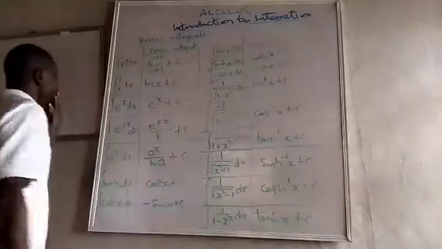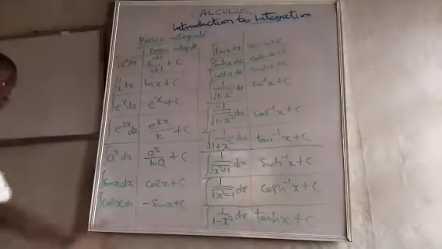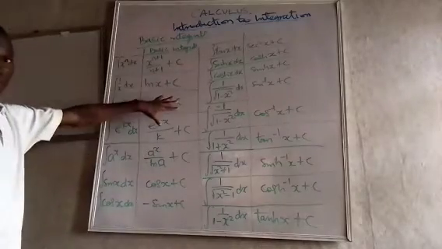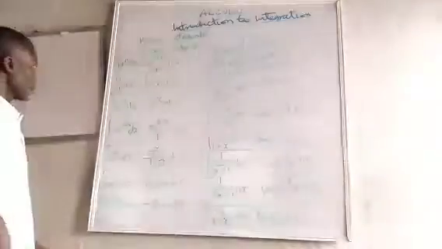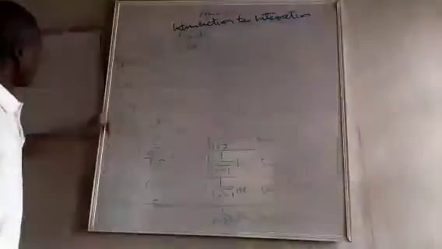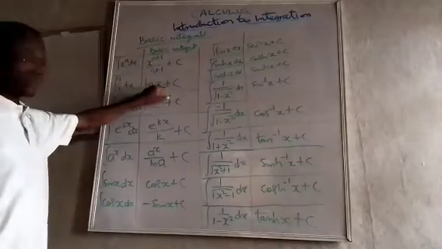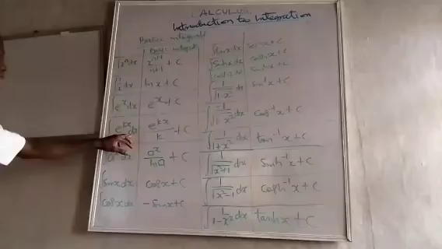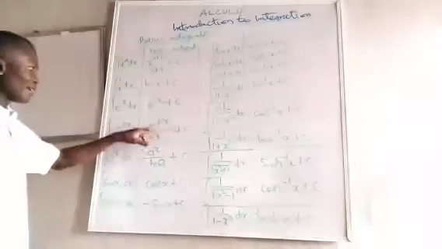In continuation of the introduction to integration, we are still introducing ourselves to integration. These are the reversal of the differentiation we did initially. The integral of x raised to power n is x raised to power n plus 1 over n plus 1, plus c. The integral of 1 over x dx is ln x plus c. The integral of e raised to power x dx is e raised to power x plus c. The integral of e raised to power kx dx is e raised to power kx over k.